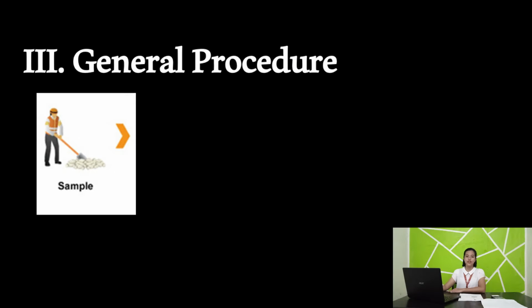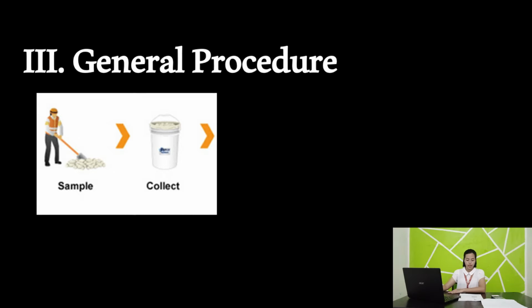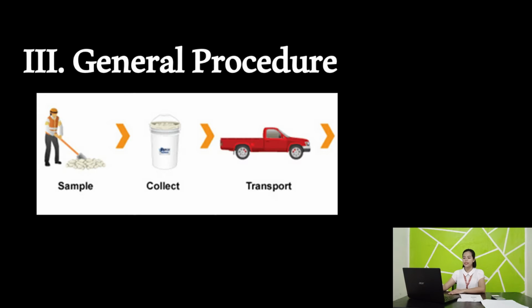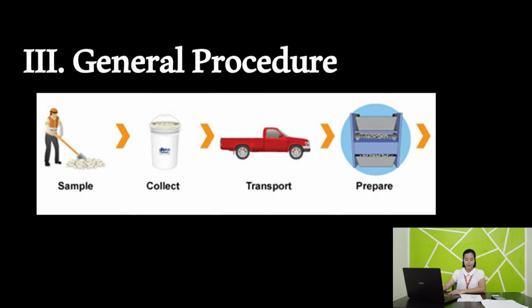Let us proceed to the general procedure. First is sample. Find the sample that aggregate performs as intended for the specified use. Make sure there are no foreign objects in the sample. Next is collect. In collecting the sample, sometimes we will use quartering. Quartering is a method of collecting aggregates that was discussed last week. Next is transport. Transport the sample safely to the laboratory. Next is prepare.